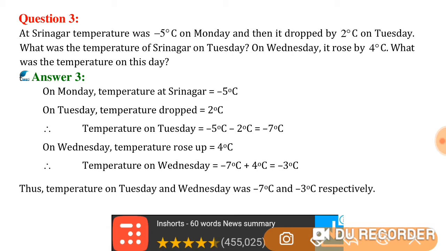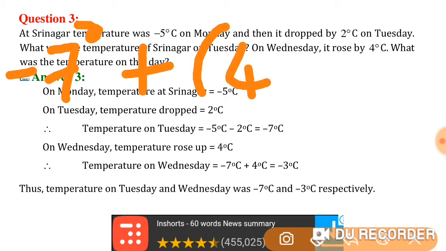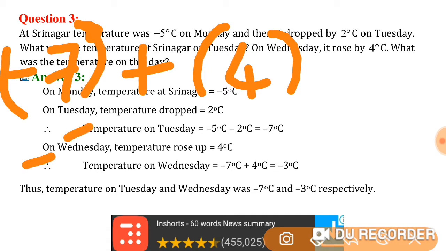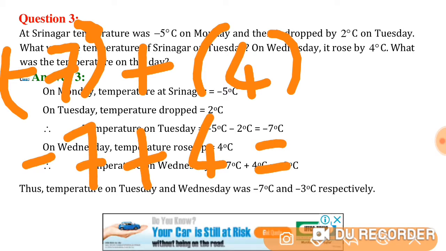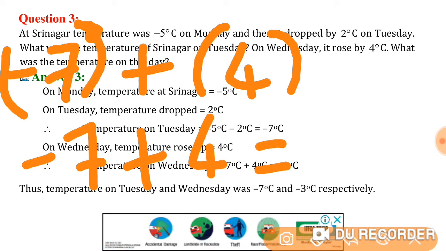So already minus 7 degrees on Tuesday. We got it. Again, rose means addition of 4 degrees. Okay, then what was the temperature on that day? So minus 7 as it is, keeping. So plus 4 also keep as it is, because there is an addition between the integers. There is no change of sign.